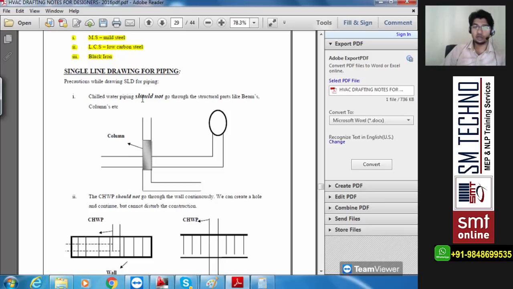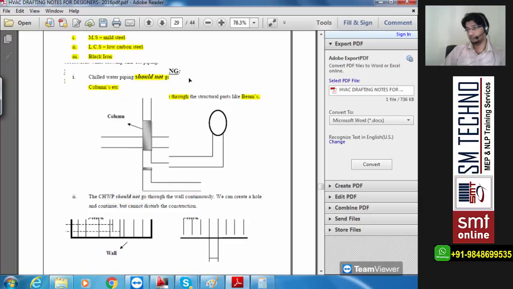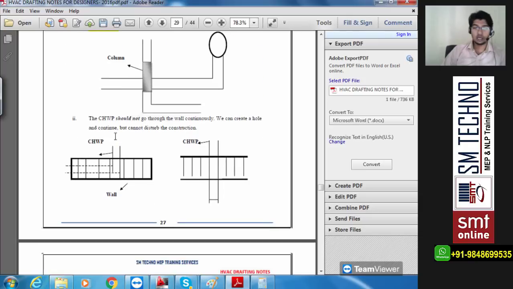First point is the chill water pipe should not run or go through the structural parts like beams and columns, etc. You cannot disturb the structural conductivity of the building for running your pipes. Fine. So they cannot run through beams and columns, etc. But they can go through walls, but not in a continuous manner. How is that? The chill water pipe should not go through the wall continuously. You can just break the wall, make a hole, and then you can proceed.